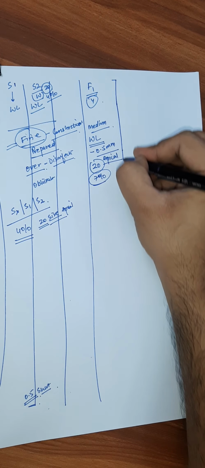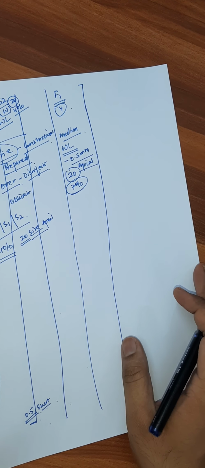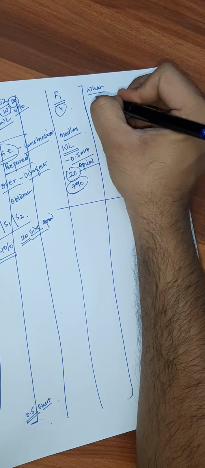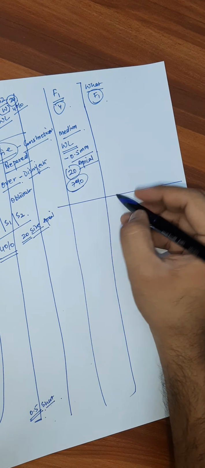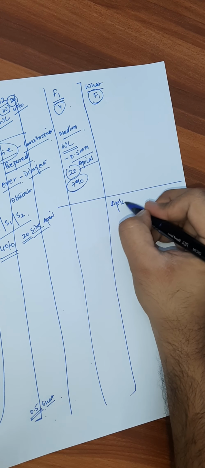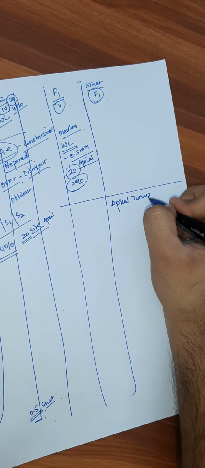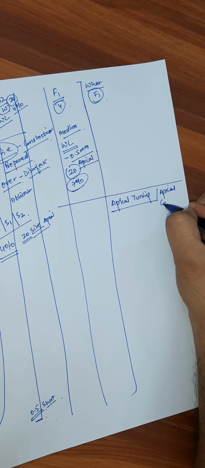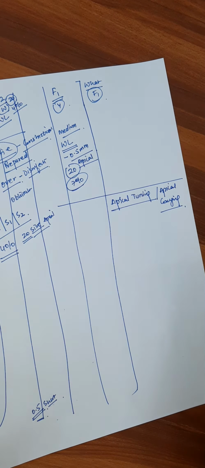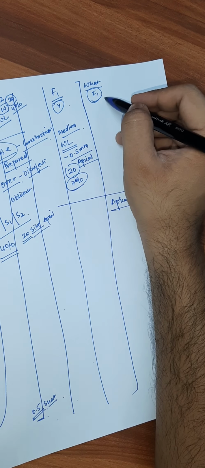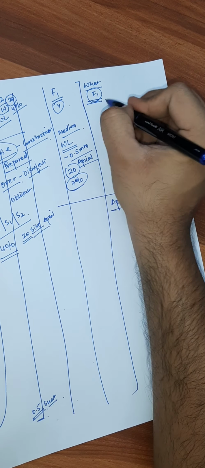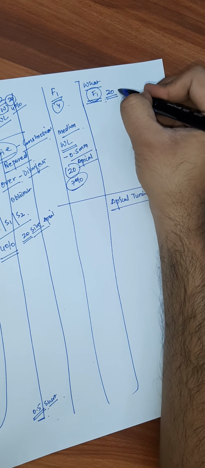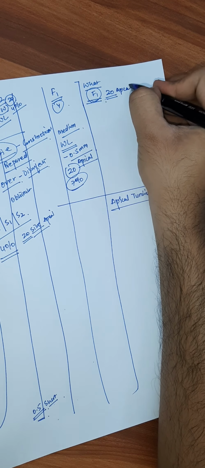Now we have the story of in what cases we have to go beyond F1, and I will teach you how to do apical tuning and apical gauging. So in what cases do we have to go beyond F1? Your F1 is 20 size. Hope everybody is remembering, it is a 20 apical size file.